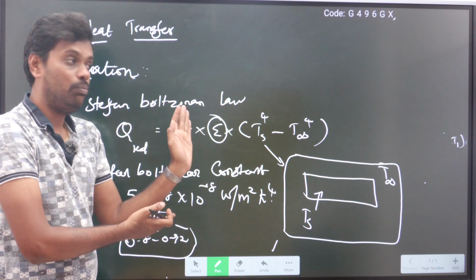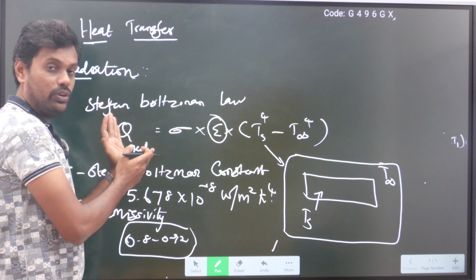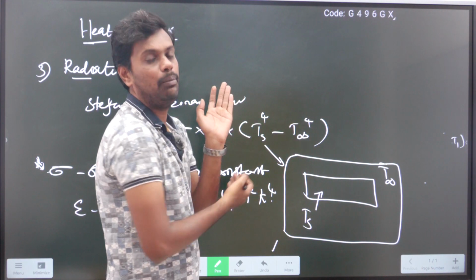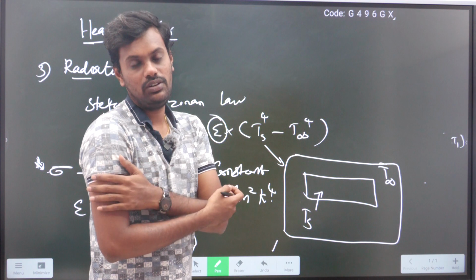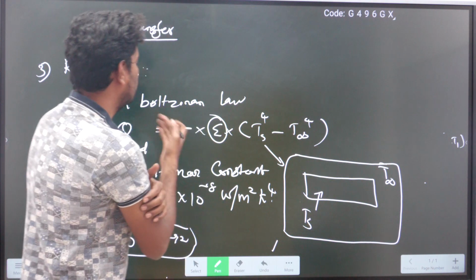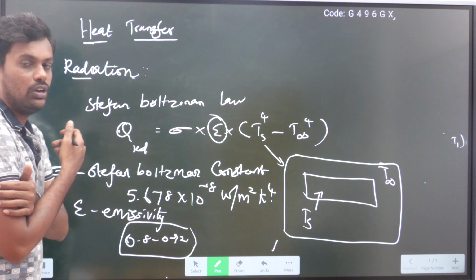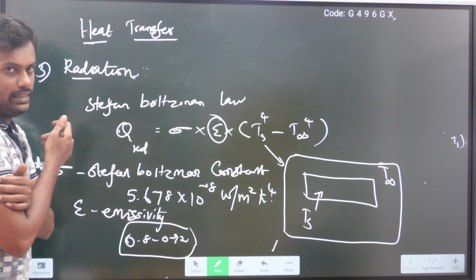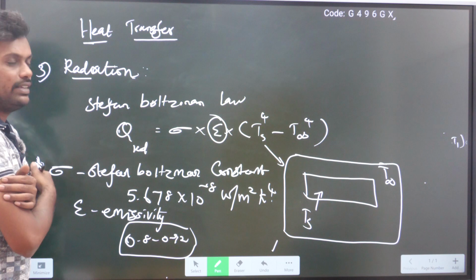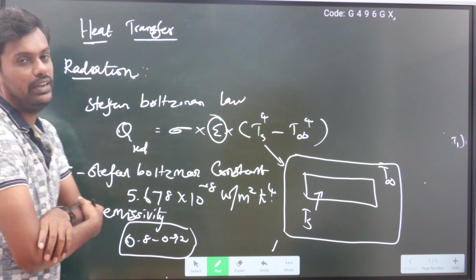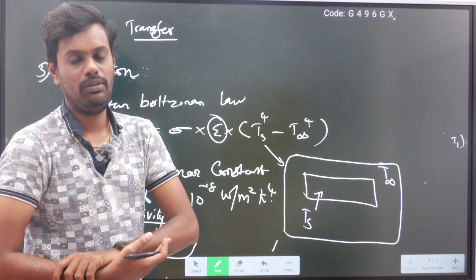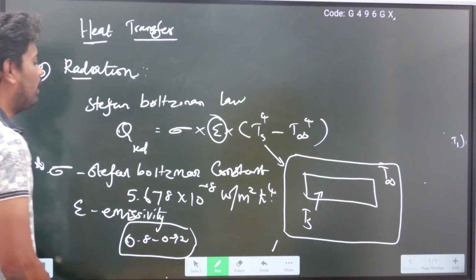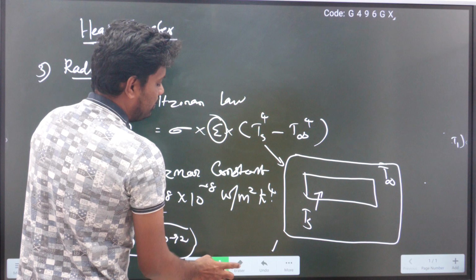So what is the Stephen-Boltzmann law? The rate of emissive power is directly proportional to the fourth power of its temperature. That is the Stephen-Boltzmann law. After completing some experiments, he found the value of sigma, which is equal to 5.674 into 10 to the power of minus 8 watts per meter square Kelvin power 4. So this is radiation.